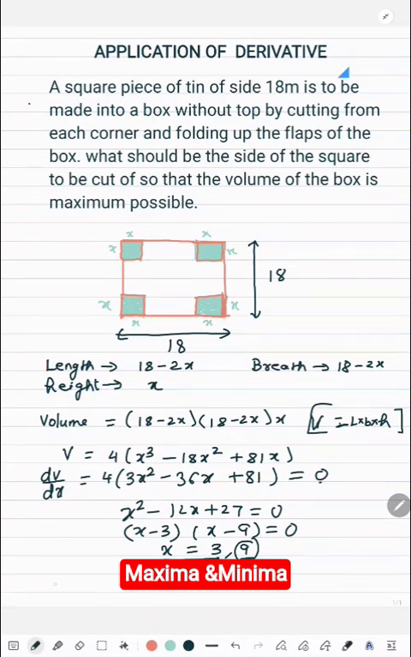Right, now find out the second derivative, that is d²V/dx². When you are finding it, this will be equal to 12 times (2x minus 12). Remember, the second derivative should be found from this expression, not after cancelling or equating it to 0. So from this expression you should find out the second derivative.